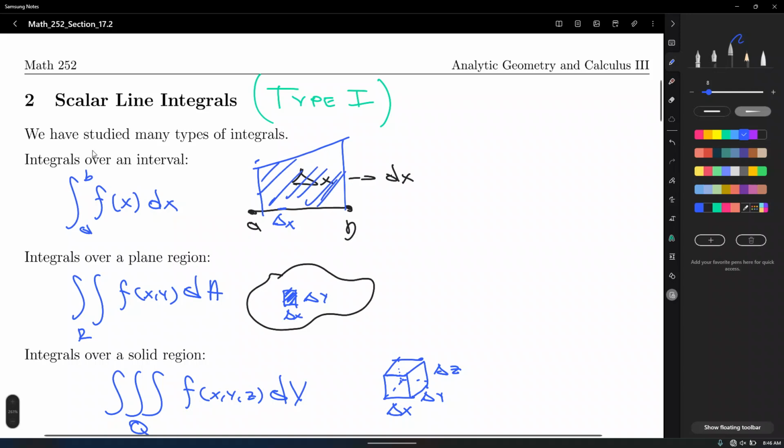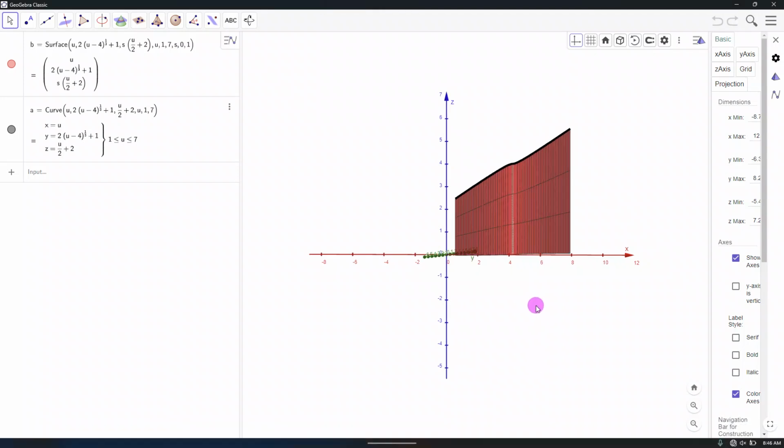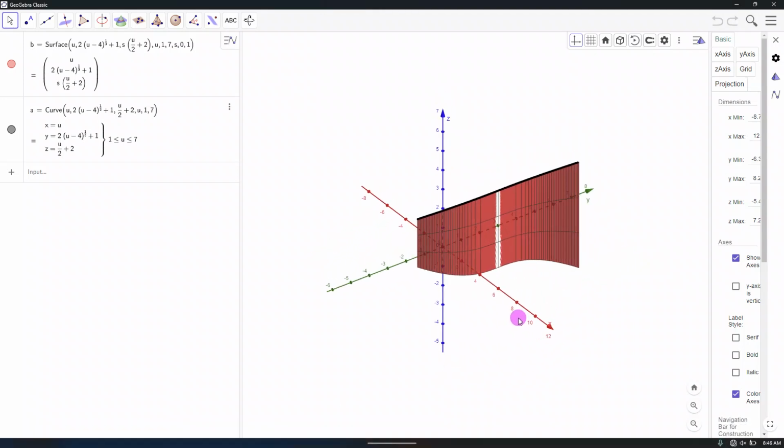But what about this line integral? What does that do? That's interesting, because what if I rotate this image and make it look 3D? All right?